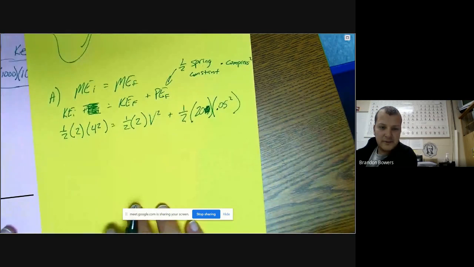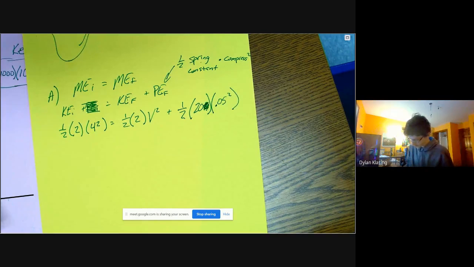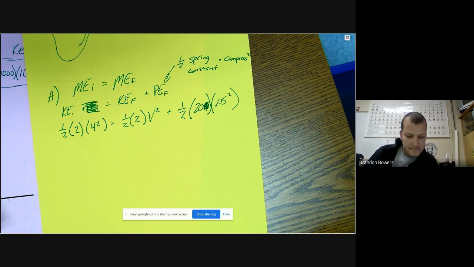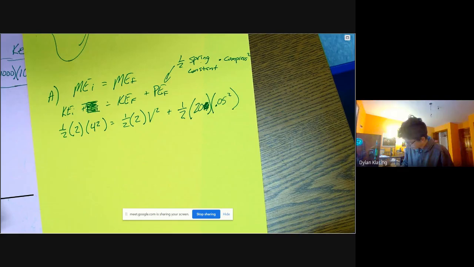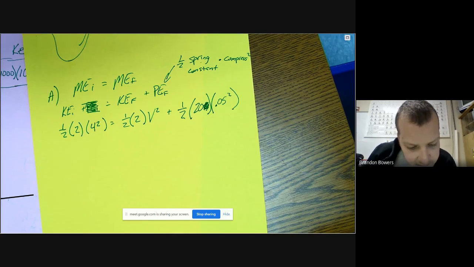So 20 times the spring constant, and the compression in yours is 0.05, and square that. Okay, so you have to solve for V out of all of this. So let's do that. I got about 4. Yeah, that's what I got too. So I got the velocity to be 4.